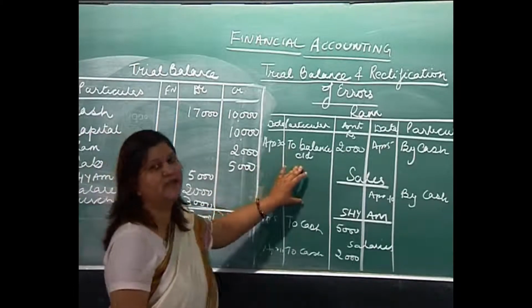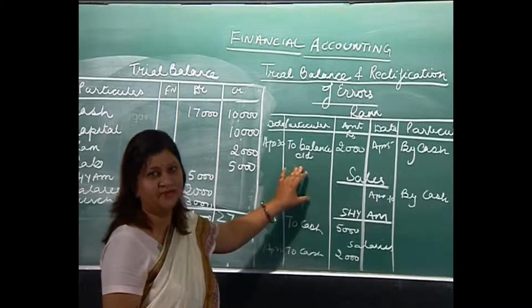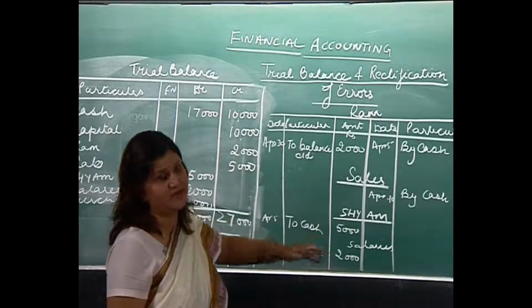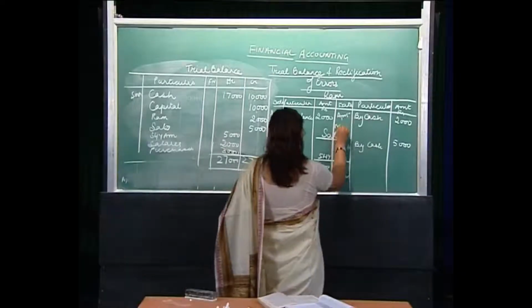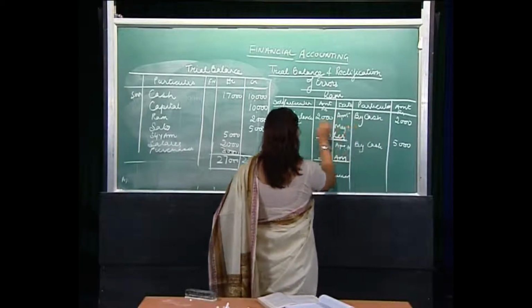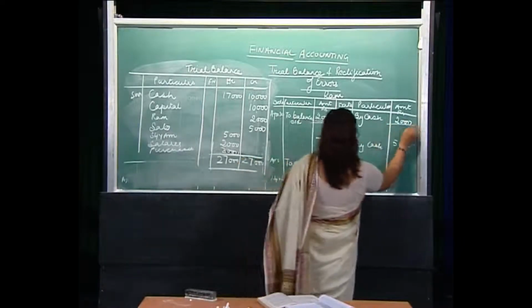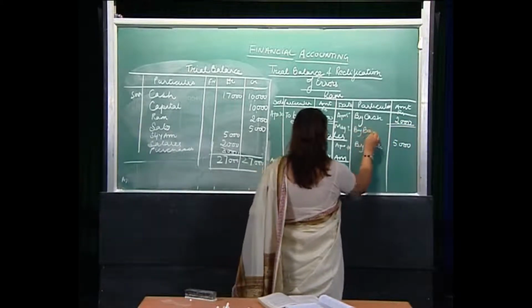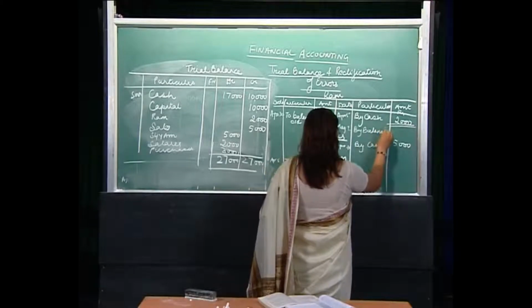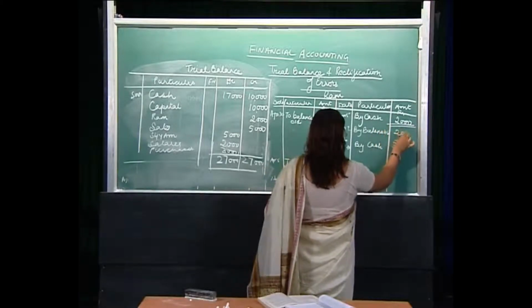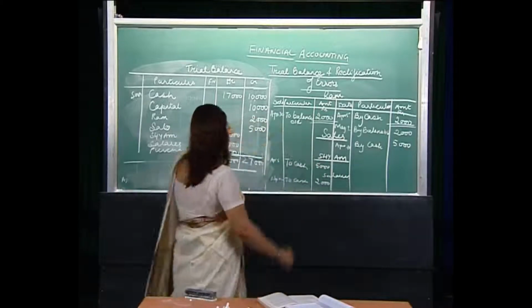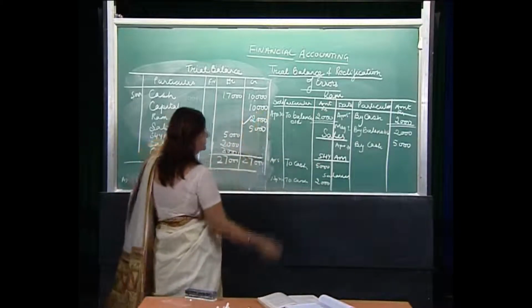To balance carried down doesn't mean that it's a debit balance, it will be a credit balance, and it will be brought down in the next month, as here the account will be closed and by balance brought down would be the next entry. So here we will take the extract as 2,000 balance.